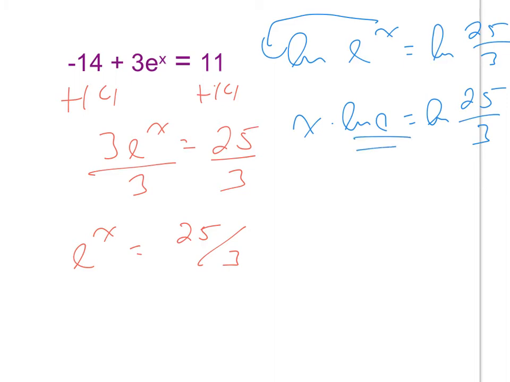Now remember, ln e, e to what power is e? It's the first power, so ln e is just 1. So I have x is equal to ln, in parentheses, 25 thirds. Go ahead and do that one on your calc. I'm doing it myself. You should get x is approximately equal to 2.120.